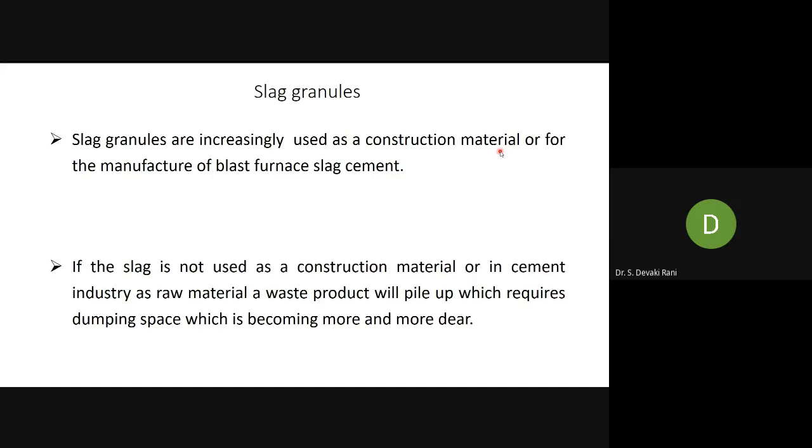Otherwise, if you leave the slag granules as a waste, a lot of environmental pollution will be there, because it will pile up and require a large amount of dumping space. Instead, you can use it as blast furnace slag cement. Or this blast furnace slag can be used for glass, because glass also contains silica. So it can be used as glass wool.